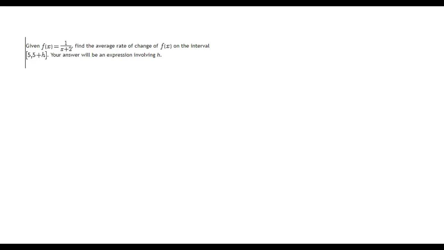All right, we're looking at a given function. f of x equals 1 over x plus 2. Find the average rate of change of f of x on the interval of 5 to 5 plus h. And it says your answer will be an expression involving h. So in other words, we should have h's in our answer instead of x's.